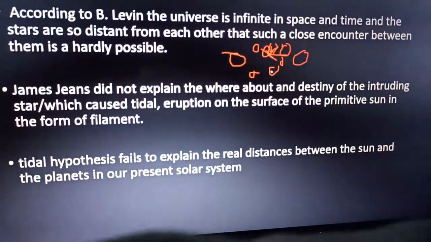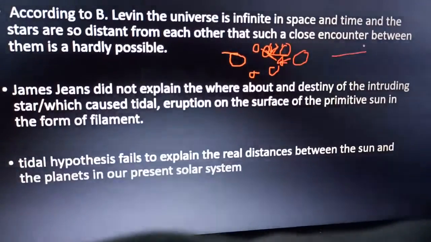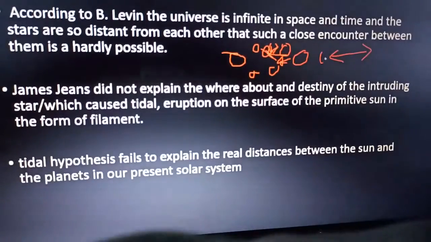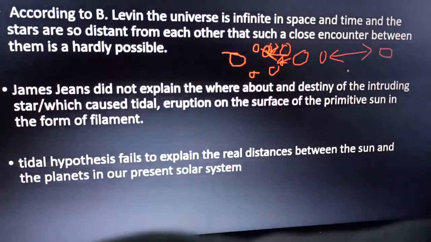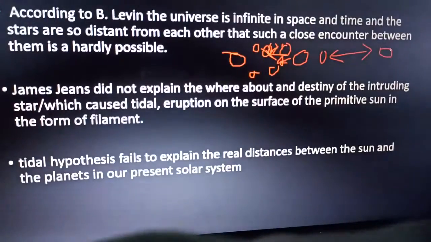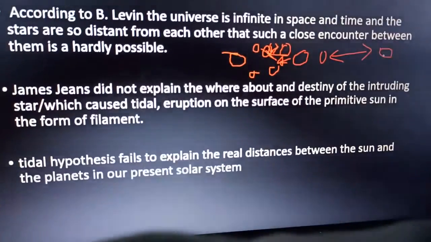Okay, but the most important criticism is that in our solar system there is no such close encounter, meaning the stars are present far away from each other. There is no such close encounter where a companion star or anything else would get totally smashed up by another star.